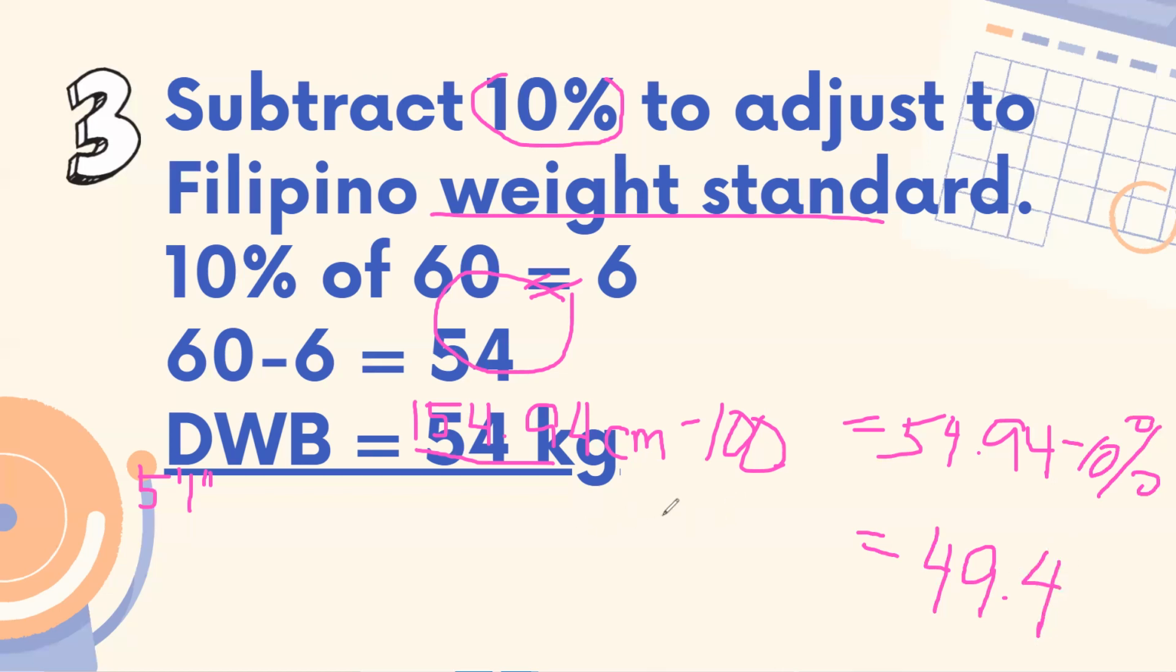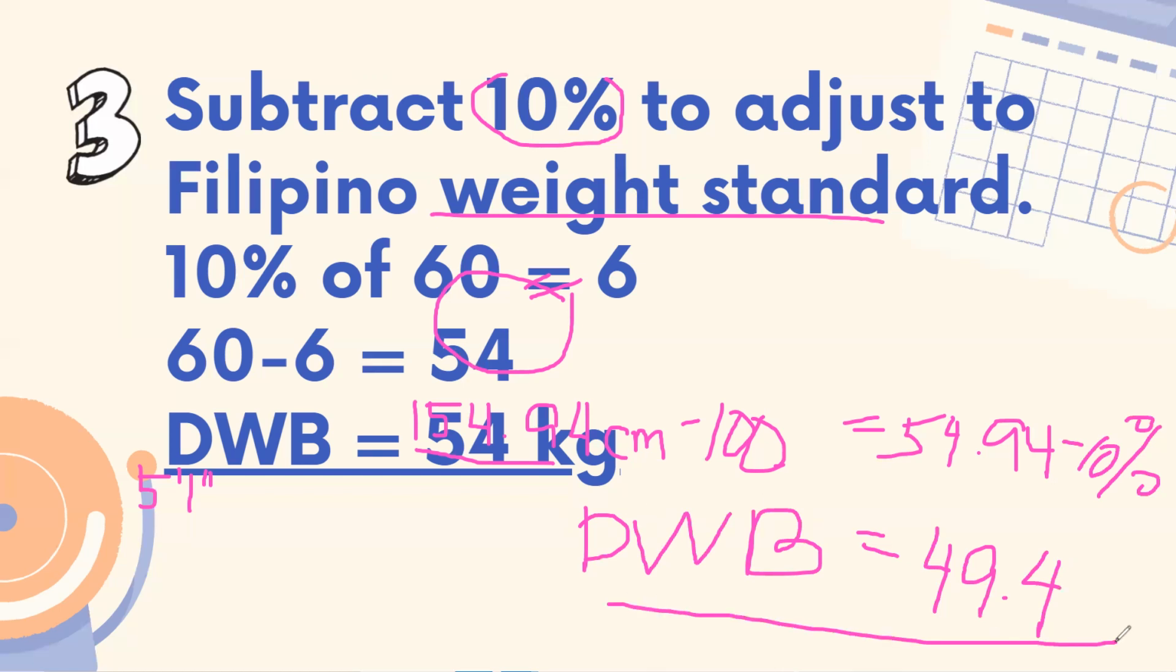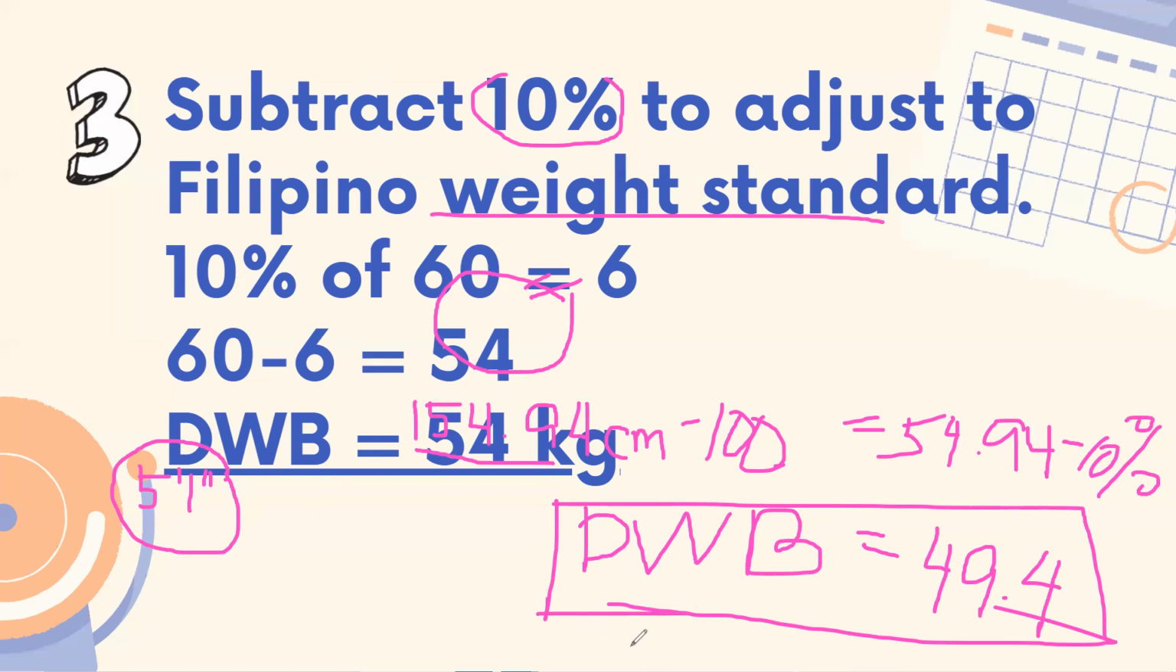So this is my ideal weight or desirable weight. So if your height is 5 feet and 1 inch, this is your desirable body weight, or DBW. Okay?